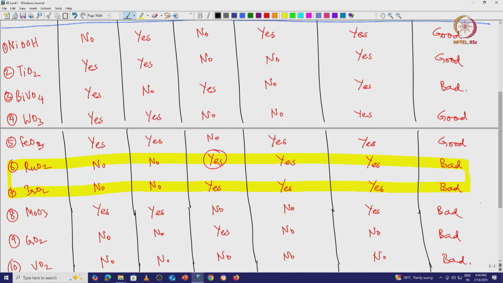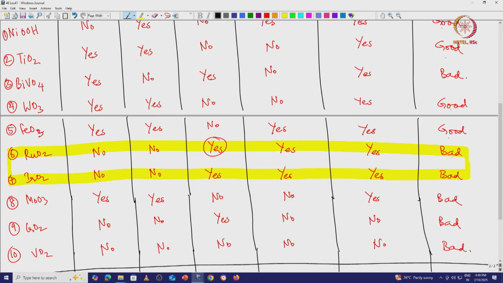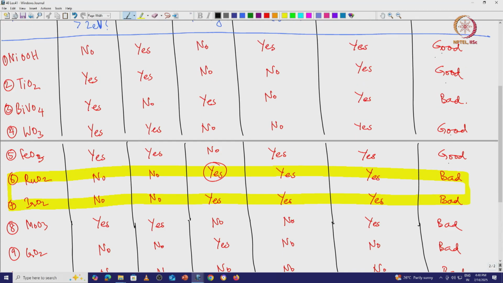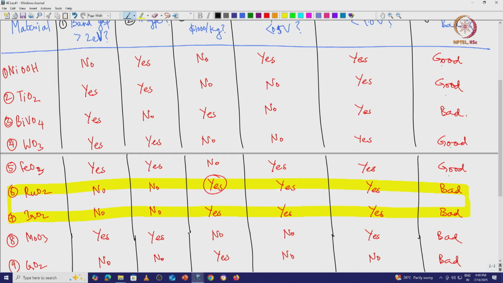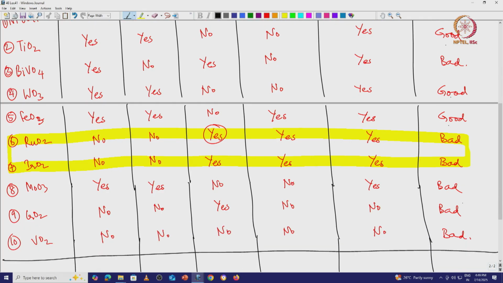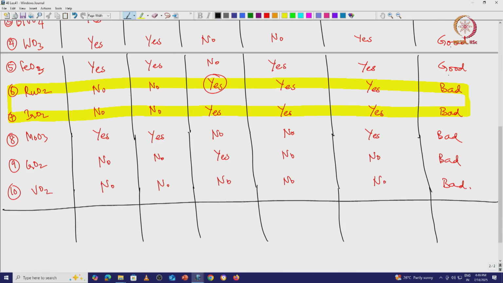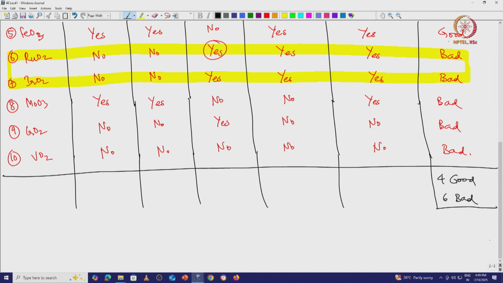So, you can see here that the data is fairly well distributed. There are 1, 2, 3, 4 examples of good photoelectrocatalysts, and then there are 1, 2, 3, 4, 5, 6 examples of bad photoelectrocatalysts. So, overall there are 4 good and 6 bad photoelectrocatalysts, and it is nice to have a good distribution of data in your training set to be able to make good predictions.